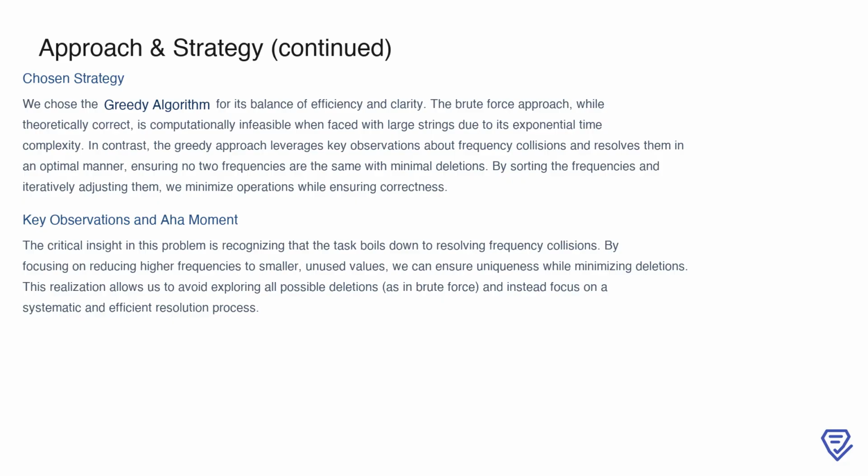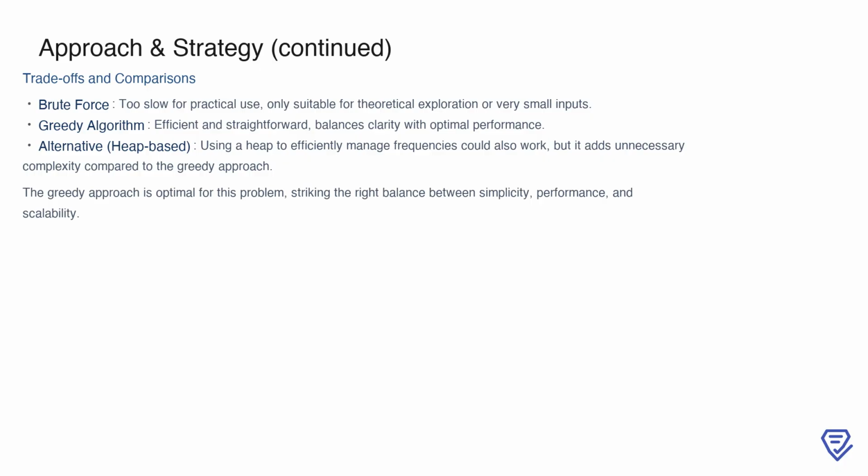The realization that we can focus on reducing only the conflicting frequencies, rather than exhaustively testing all possibilities, is what makes this strategy so powerful. When comparing the different approaches, the trade-offs become clear. The brute force method, while theoretically valid, is far too slow for practical use and only suitable for very small inputs or theoretical exploration. The greedy algorithm provides an efficient and straightforward solution, balancing simplicity and performance.